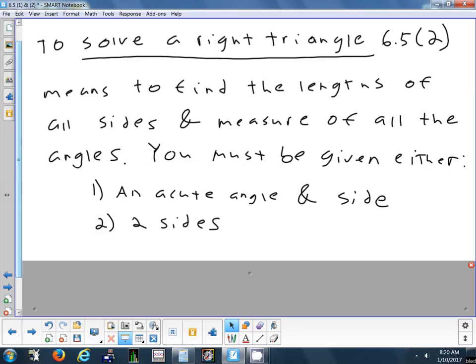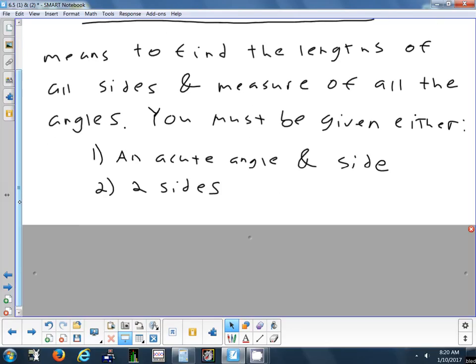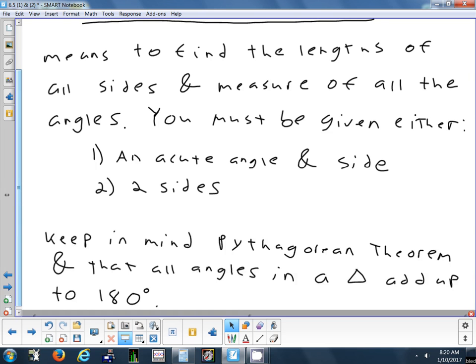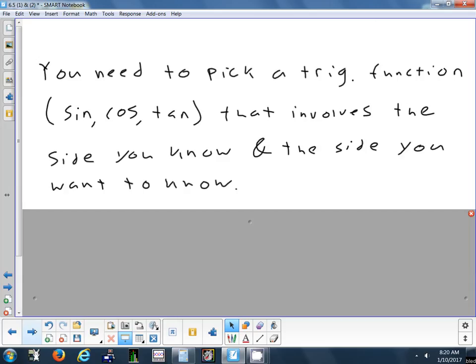It's like if I said I have an equilateral triangle. Angles are 60, 60, 60. Tell me how long the sides are. Could be anything, right? We don't know. So that's why I always have to give you at least one side, so you have a point for the scale of the triangle. Okay. And the two theorems we'll use are the Pythagorean Theorem, and we'll keep in mind that all the angles have to add up to 180.